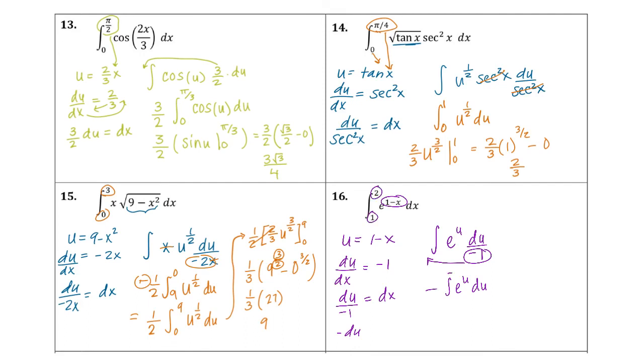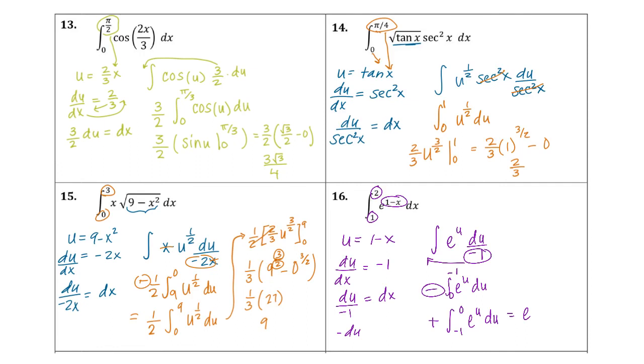So if we plug in 2, we get -1. If we plug in 1, we get 0. Endpoints are inverted, so change your sign out here. And so it's going to be from -1 to 0 of e to the u du. Now we're ready to integrate.